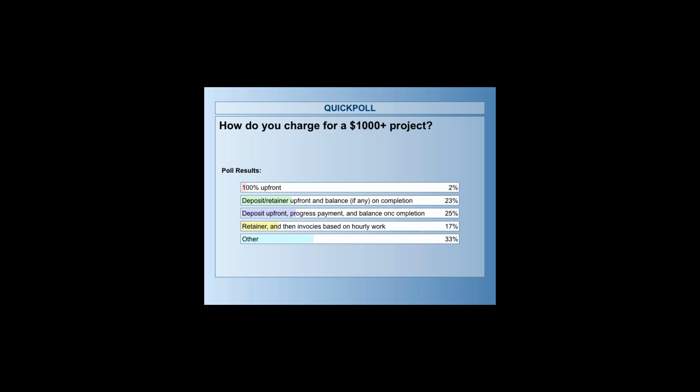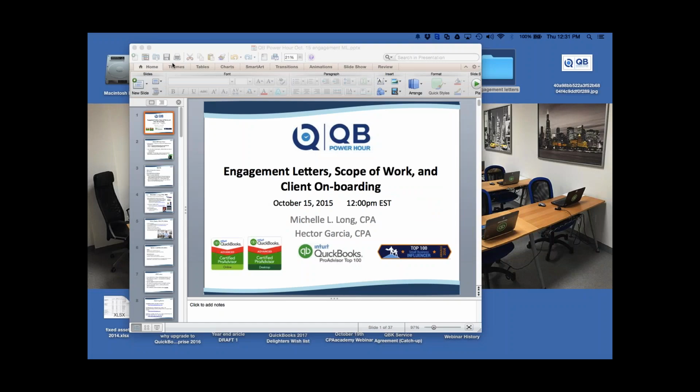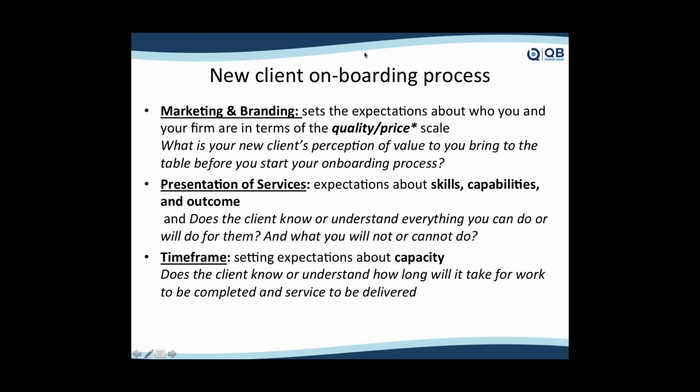Okay, so that's the kind of general sense that I have about this payment process. Now let me switch over to some of the external factors that I talked about that change how we onboard a client and ultimately the type of language that we use in an engagement letter. So the marketing and branding that you set sets a lot of expectation about quality and price. The client's perception of value is going to change heavily how you set your price.